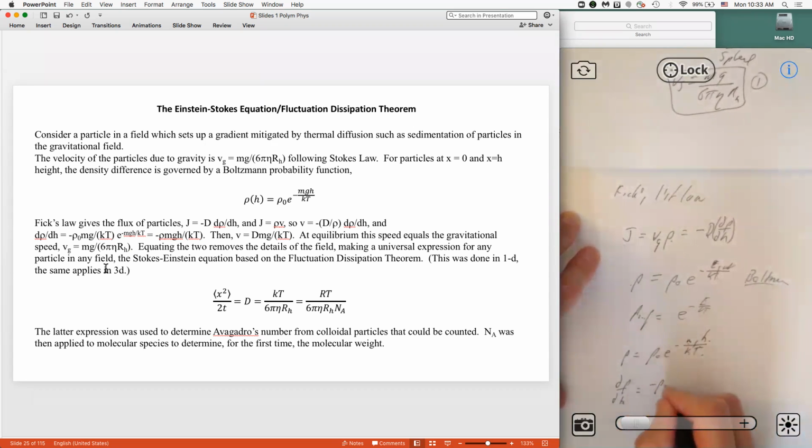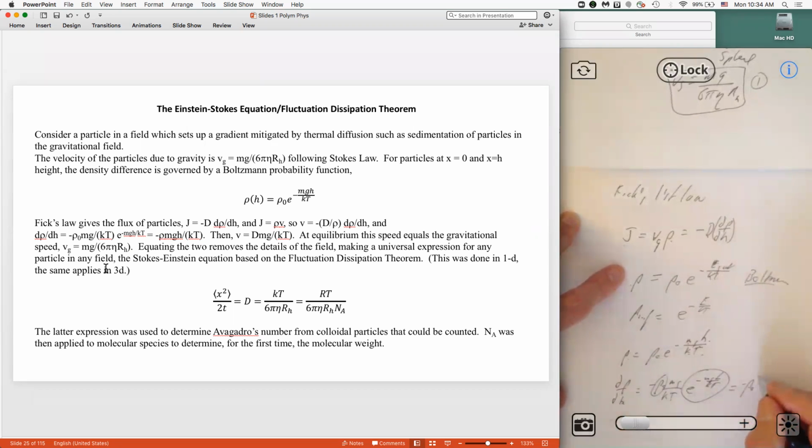So you have negative rho naught mg over kT, and then the same exponential e to the minus mgh over kT. And then rho 0 in this thing is just rho. That's the original rho. You can just say that d rho dh is minus mg over kT times rho of h, because when you differentiate an exponential, you get the same exponential. You're going to get rho out of it. So rho comes out here, and that's this thing.